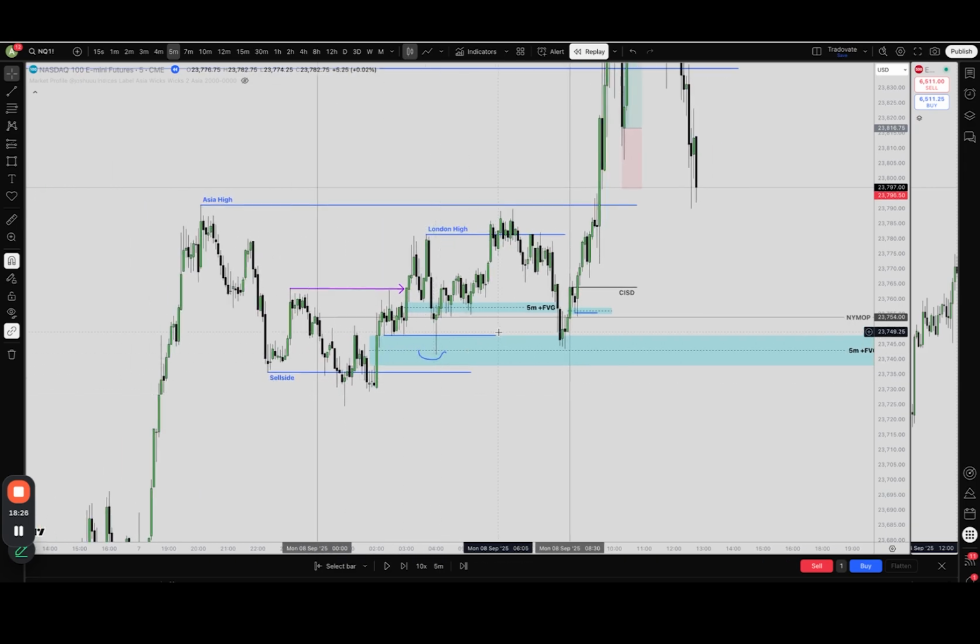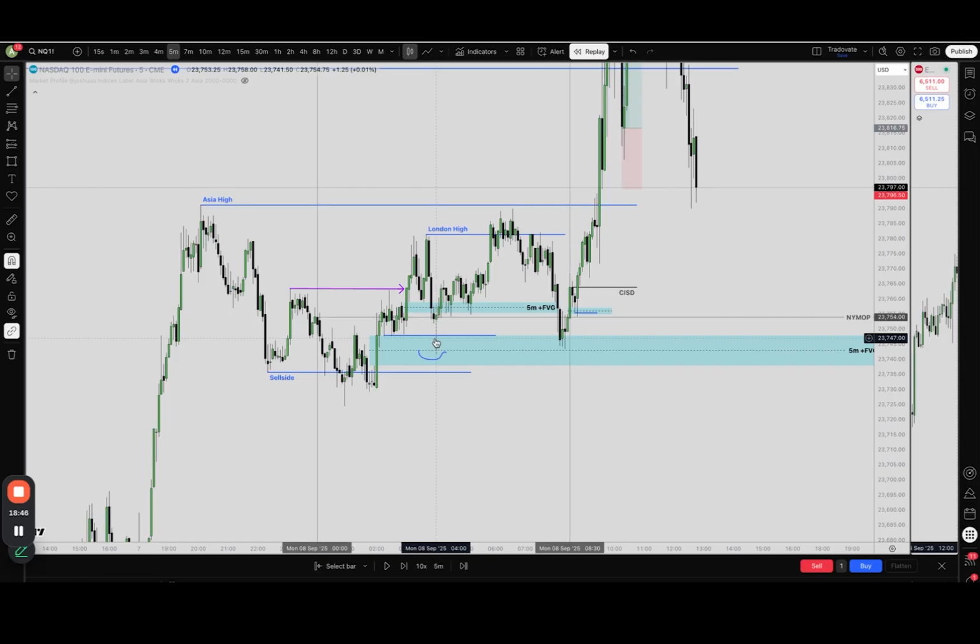fair value gap? Do you have it underlined with that little loop? This one? Oh, this one right here, yeah. You see how it's just a wick? Would it change anything if the body closed in that fair value gap? No, it wouldn't. As long as we didn't close entirely too far beyond the bottom of the fair value gap.